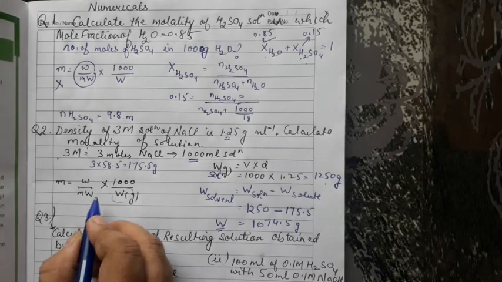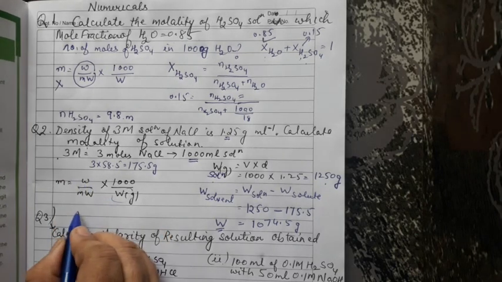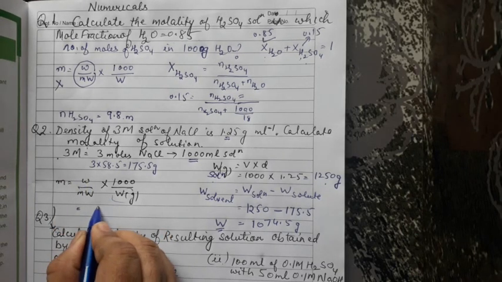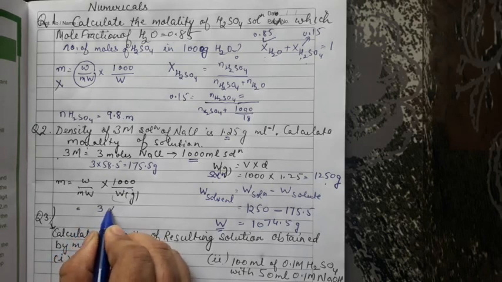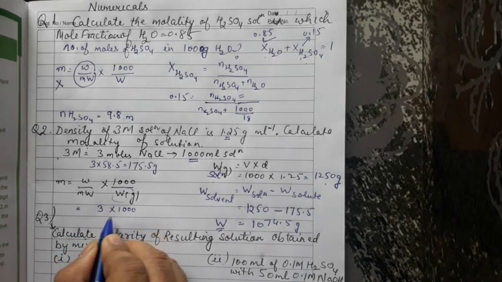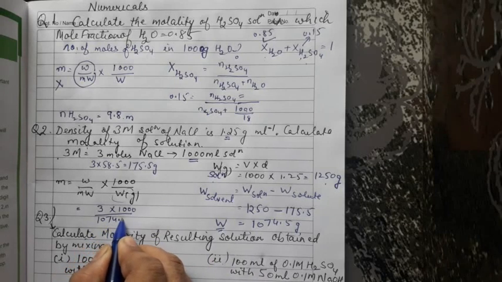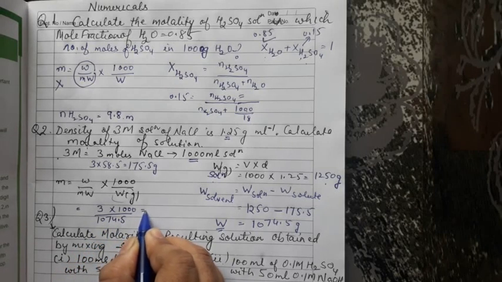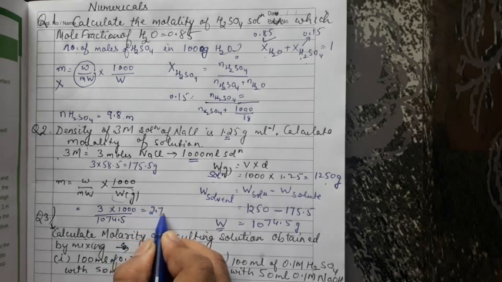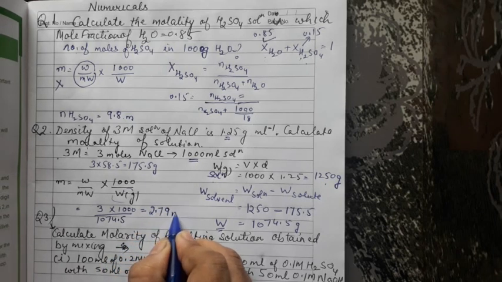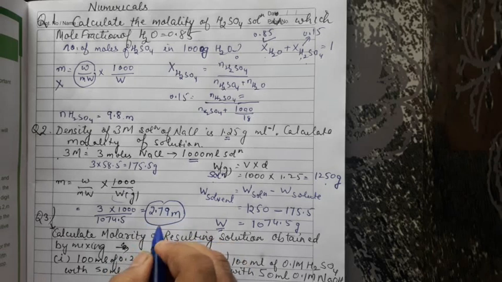Okay, moles of the solute, this I know already. So it will be just 3 into 1000 divided by this 1074.5. If I solve now, children, I will get the answer as 2.79 molar. This is my final answer. This is the answer for the question.